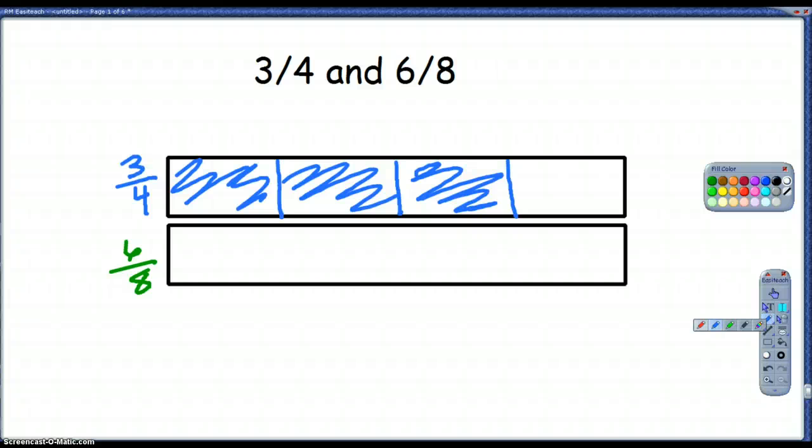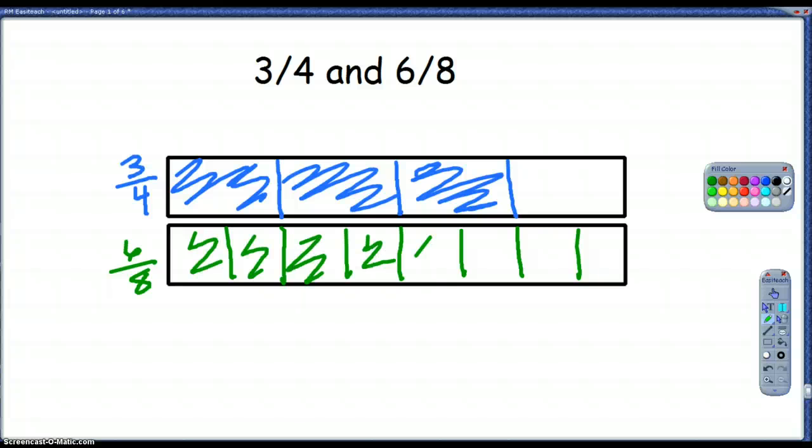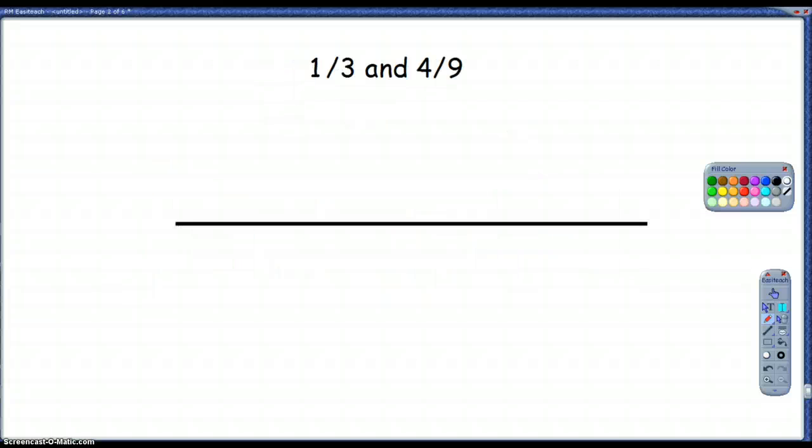Then, let's see, 6/8. I'm going to make these pieces the same, so they're 4, and then I'm going to split all of those in half. Now I need to shade in 6: 1, 2, 3, 4, 5, 6, and you can see they are equivalent. They ended at the same place on their picture, so these would be equivalent fractions.